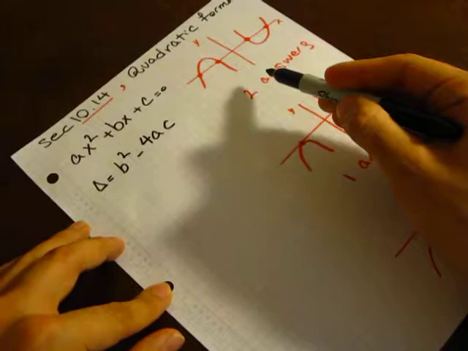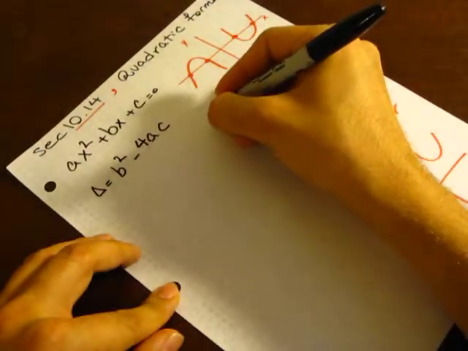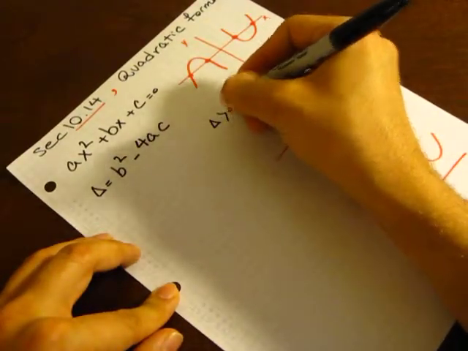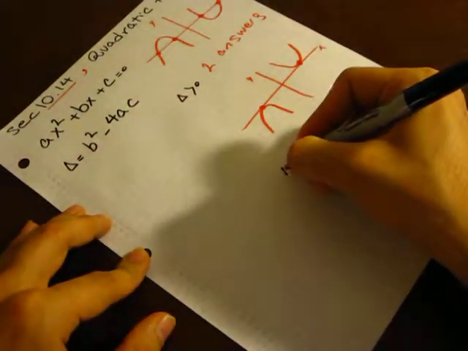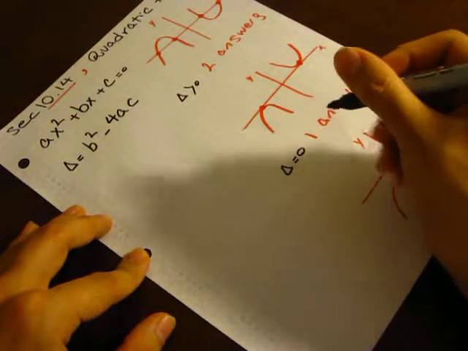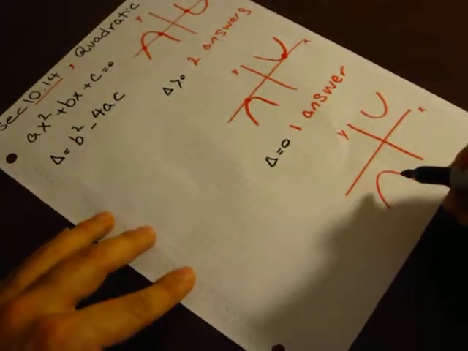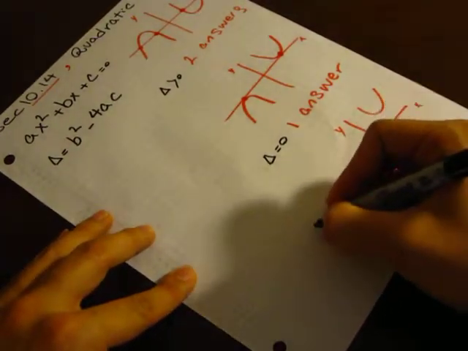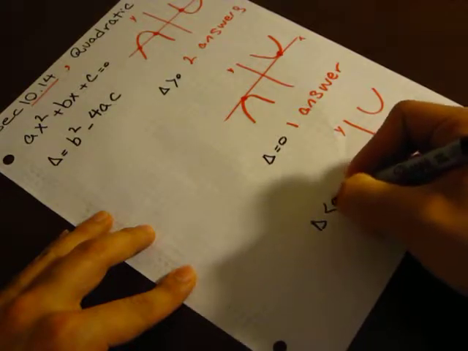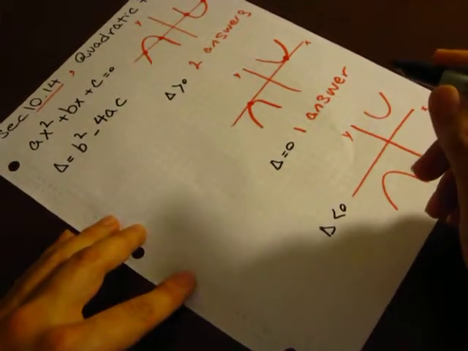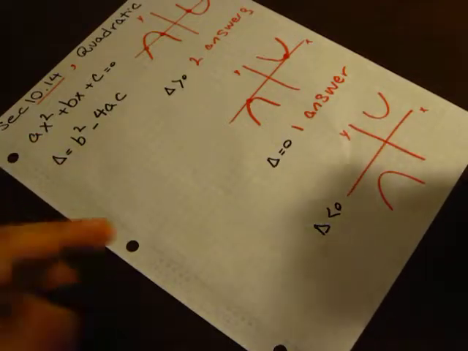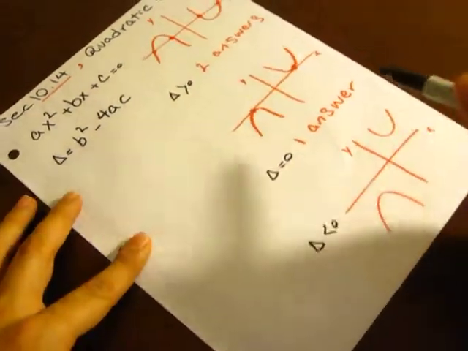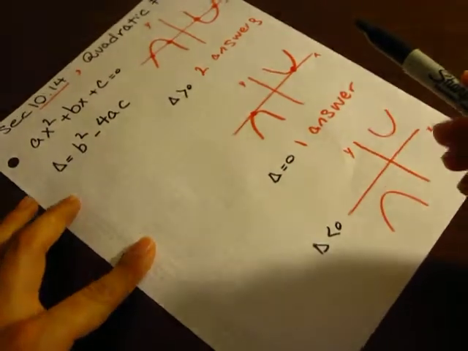So in this scenario, my delta is positive. In the second scenario, my delta is equal to 0. I have only one answer. And in the third scenario, my delta is less than 0. So now let's take a look at actual answers. How can I find these 2 points, or how can I find this 1 point?